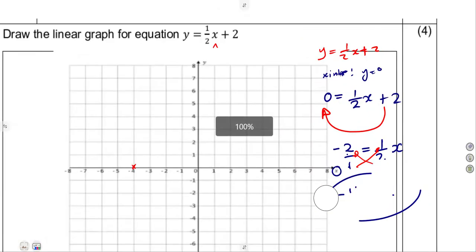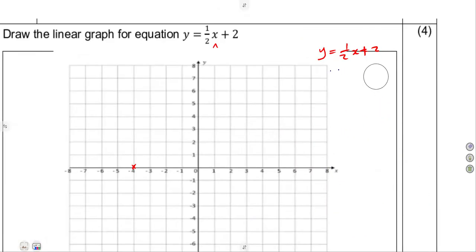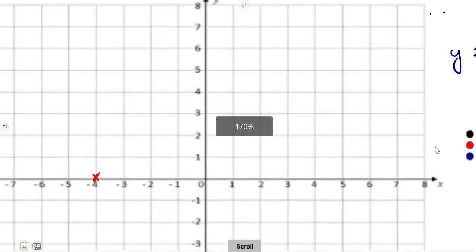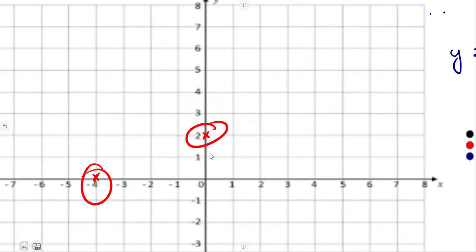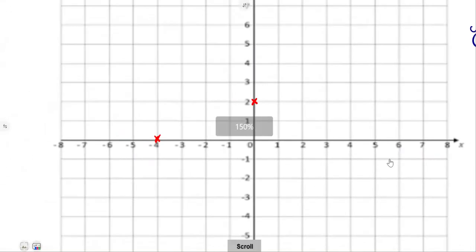The same thing for the y-intercept. You do understand that the y-intercept is when x is 0, or you can even look into your equation. Y-intercept what? 2. Y is equal to mx plus c, remember. C representing what? The y-intercept at 2. So the y-intercept in the y-axis at what? At 2. You mark the point. X-intercept minus 4, y-intercept at 2. These 2 points are enough for you to draw a straight line.